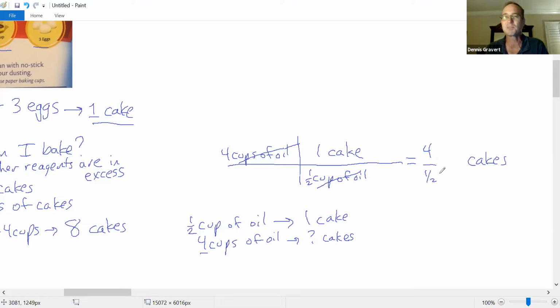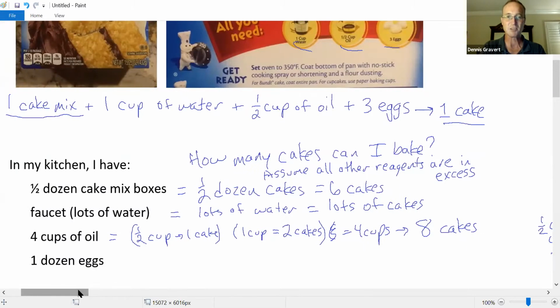If you remember, gosh, what was the expression? I forget the little way to remember how to do this. But if you're dividing by a fraction, you actually flip it upside down and multiply it. This becomes 4 times 2, which is 8. Or put it in your calculator. 4 divided by 0.5 is 8. Anyways, that's how you could use dimensional analysis instead of my silly little trial and error method of figuring out that 4 cups equals 8 cakes. Anyways, 8. If you have an infinite number of cake mix boxes, infinite amount of water, infinite number of eggs, you can use up all 4 cups of oil and make 8 cakes.